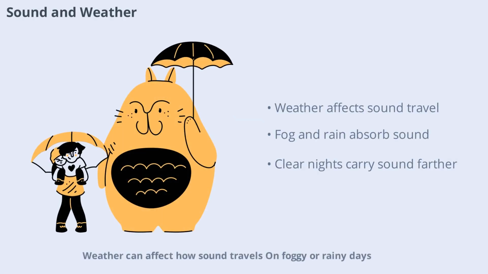Weather can affect how sound travels. On foggy or rainy days, sound may not travel as far because the water droplets absorb and scatter the waves. On clear nights, sound can travel farther due to temperature differences in the air. Understanding these effects helps meteorologists and scientists study the environment.